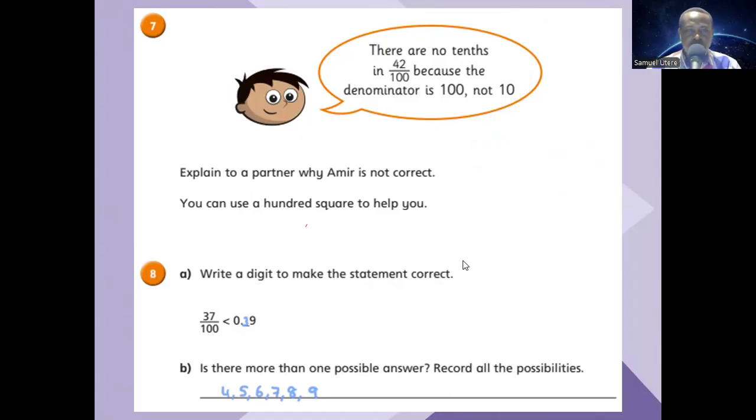Here you're asked to write a digit to make this statement correct. Well, to make this statement correct, you can write any digit that shows that that is greater than 37 hundredths. Okay, you can write any digit there. And then here, is there more than one possible answer? Of course, there is more than one possible answer. We can write 4, 5, 6, 7, 8, 9 at that position of the digit.